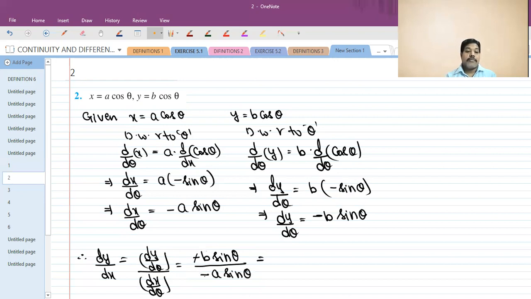This minus and the minus will be cancelled. Sine theta will be cancelled. The answer will become b by a. So see that question, students. So see the next question.